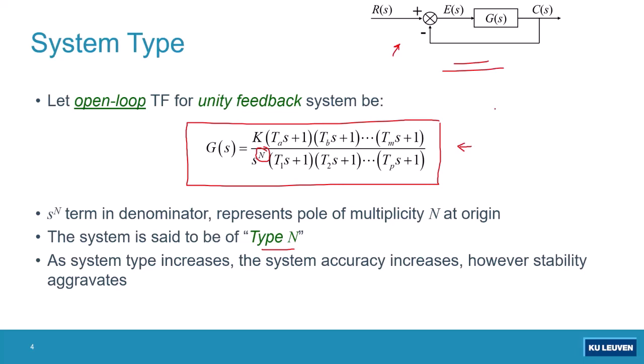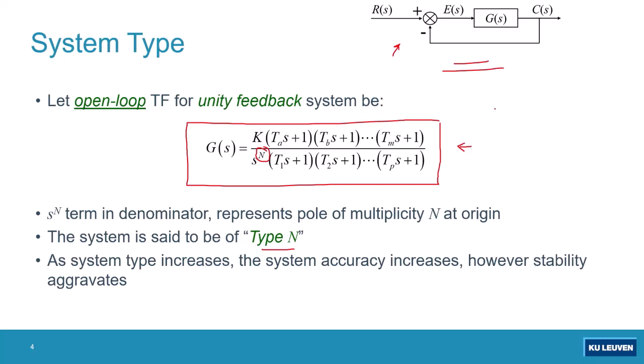Type number is pretty important because when the type number increases, if we have a chance to increase the type number of a unity feedback system, that system's accuracy will also increase. But there is a risk when we don't carefully design the controller. The unity feedback system might result in instability.